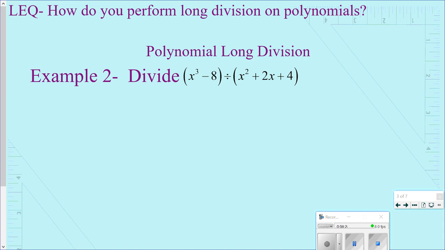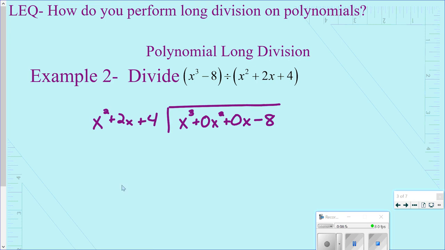Okay, so here's what I mean by that. I'm setting up my dividend, and I'm gonna write x cubed, but then I'm gonna write plus 0x squared plus 0x and then minus 8. Okay, and you're always going to want to fill those missing terms in if there are missing terms. So the next thing I'm going to do is I'm going to divide that by the divisor, which is x squared plus 2x plus 4. Okay, so here we go. I'm getting ready to do the division process.